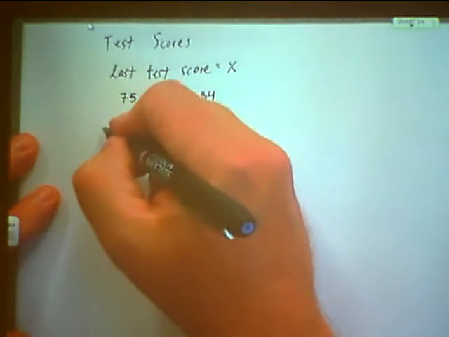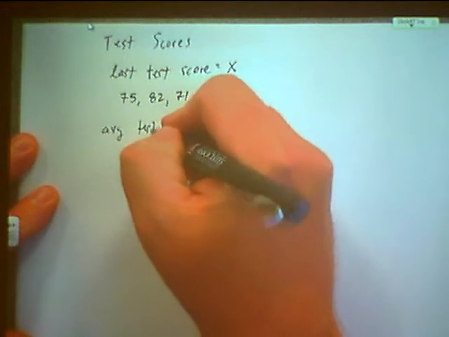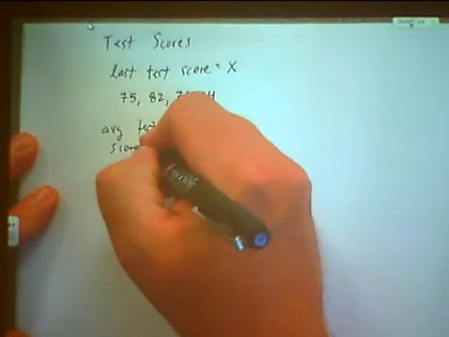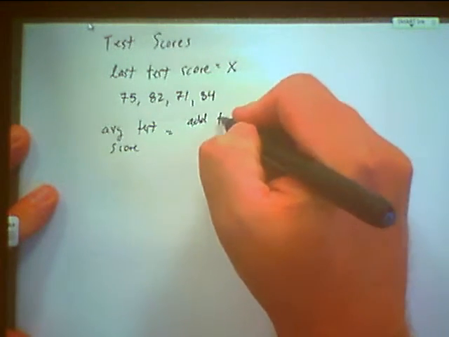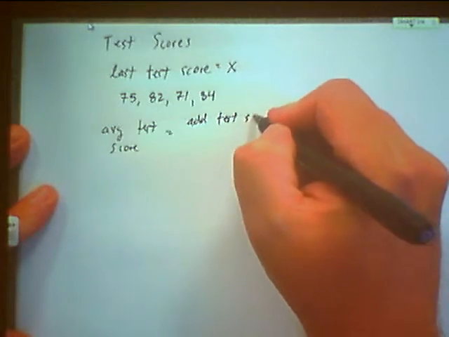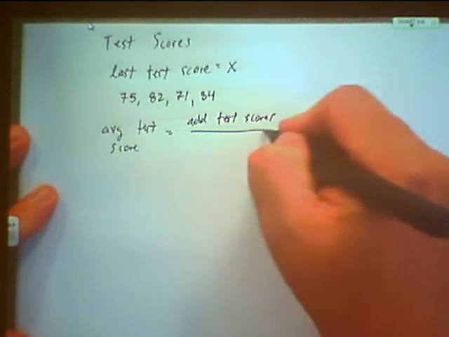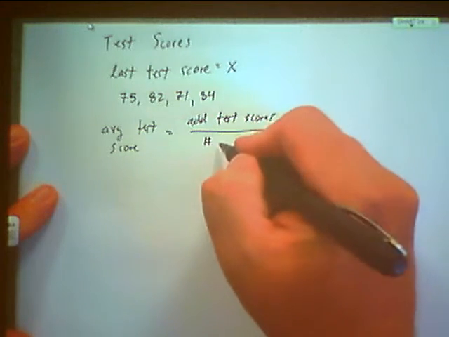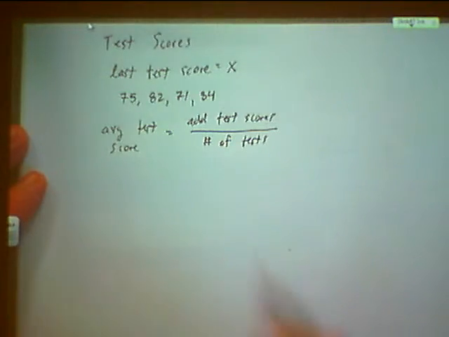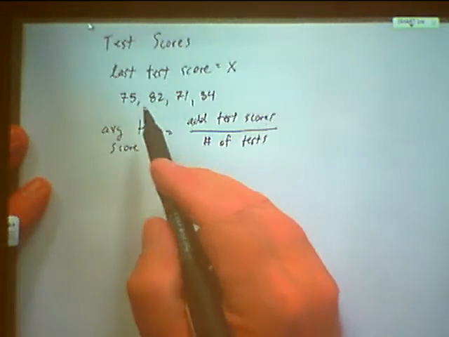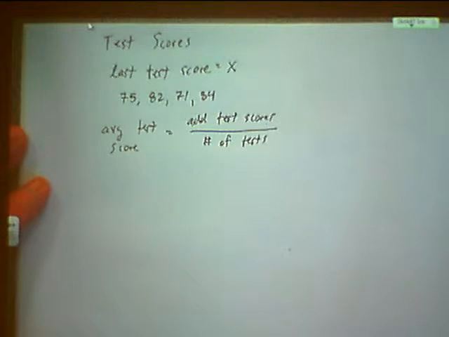Well, the average test score is you add the test scores and you divide by the number of tests. In other words, if we decided to figure out his average test score for these 4 tests, we would add these 4 tests together and then divide by 4, and that would be his average.